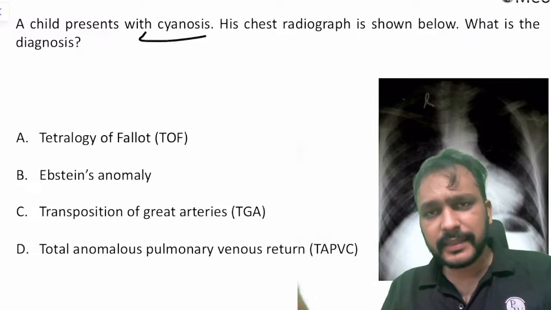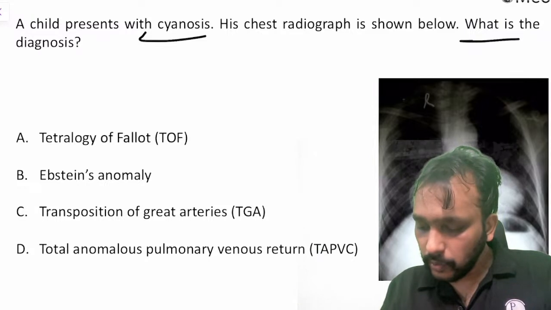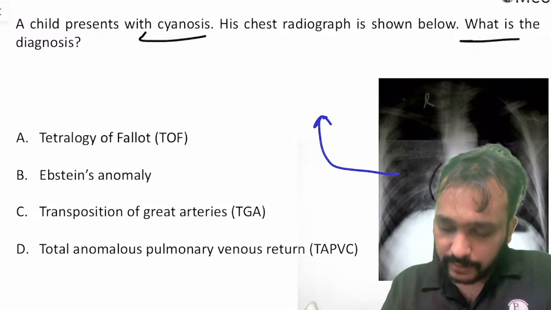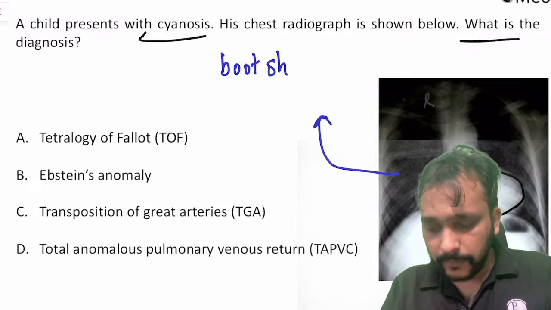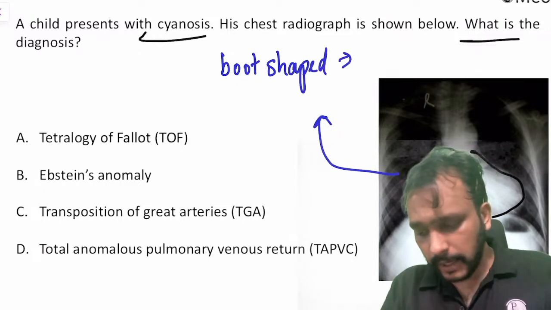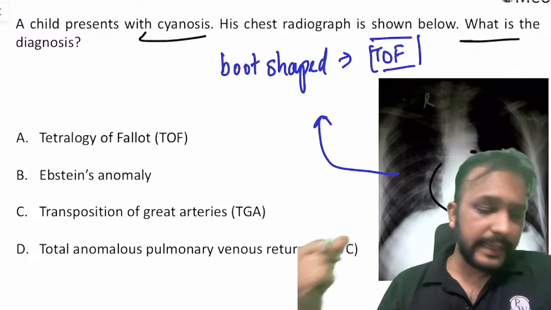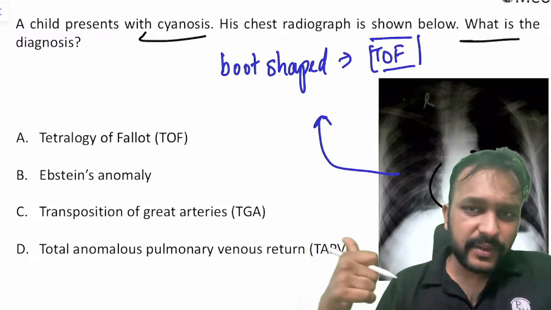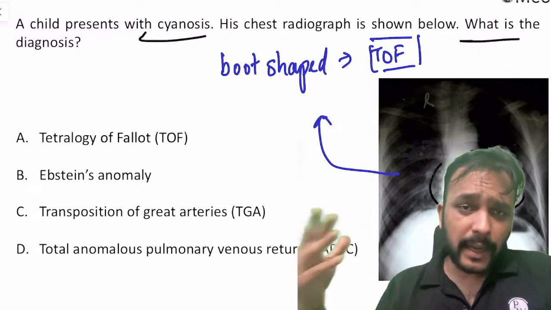A child presents with cyanosis, it means it is a cyanotic heart disease. His chest radiograph is given below. What is the imaging appearance of this heart? It is having a boot shaped heart, coeur en sabot appearance. This boot shaped heart is seen in patients with tetralogy of Fallot. What are the 4 things that you are going to see? You are going to see a subaortic VSD, right ventricular hypertrophy, overriding of aorta, and pulmonary stenosis.